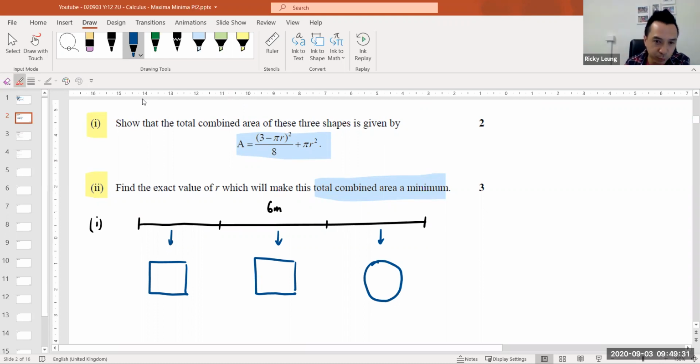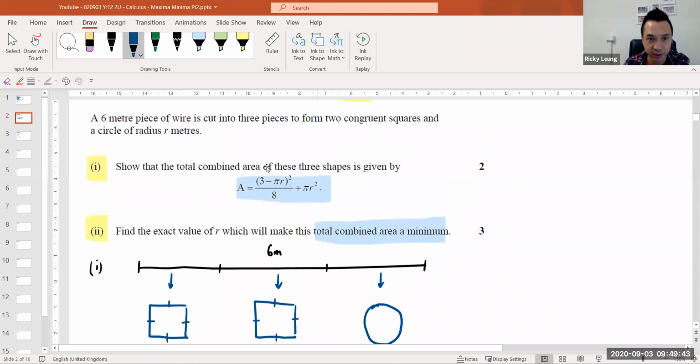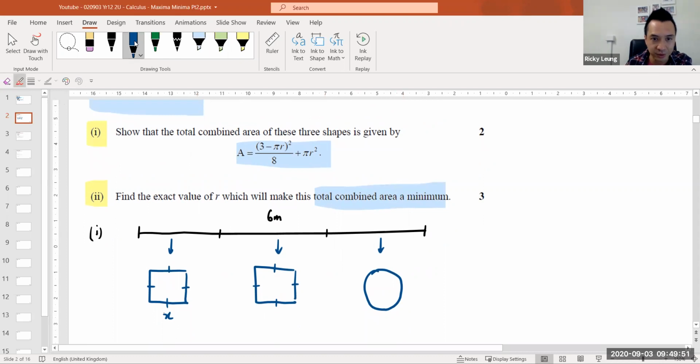Now, let's pretend that each side of the square in this question is x. And then it tells you in this question, and let's use it, that the radius of the circle is r. Now, this is interesting because in terms of our framework, the hardest thing about part one is that we have to prove an area where it only has one variable, and that variable is r.